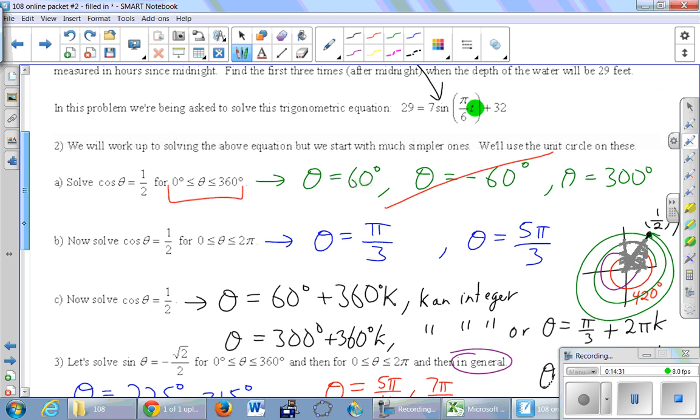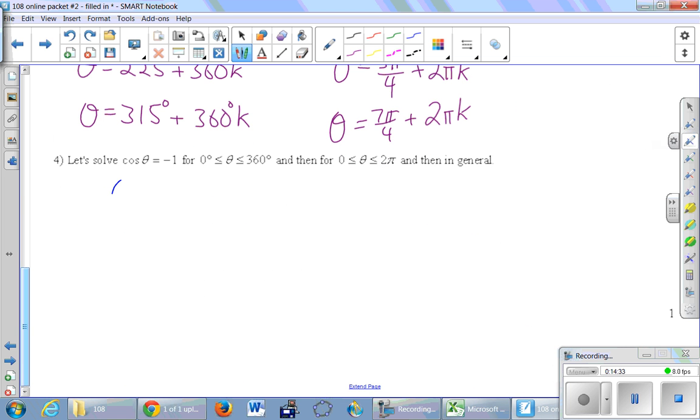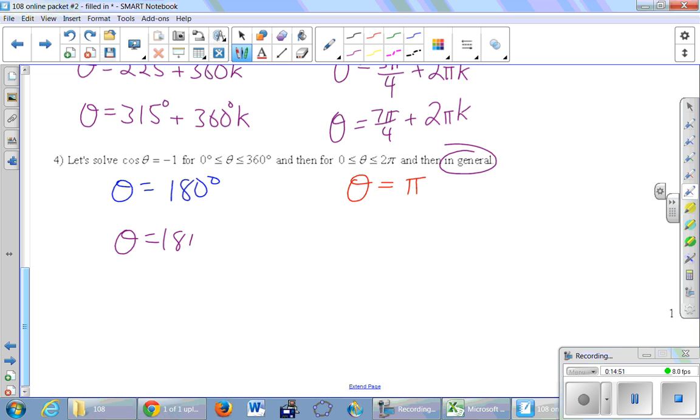Okay, so we'll write that here. So our answer is theta equals 180 degrees, or separately, theta equals pi radians. Those are the only answers if we're looking between 0 and 360 or between 0 and 2 pi. But if we want to write our solution in general, we say, okay, you could go 180 and then another 360 times any integer you want, or you could go pi and then another 2 pi times any integer you want, and that's it.